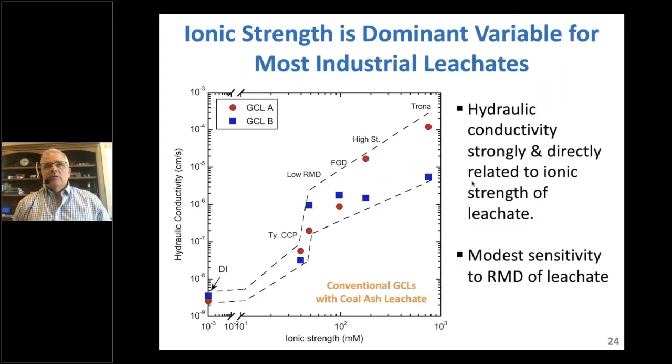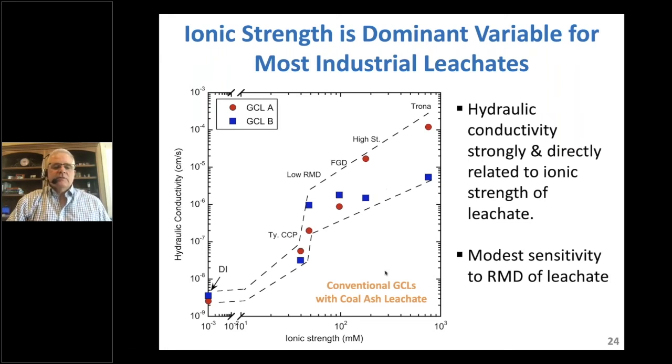When we begin to look at these liquids, for most of them, ionic strength, their total concentration, is the predominant variable that's affecting their hydraulic conductivity. That's what I've shown here on this graph. This is actually a set of experiments we did for Electric Power Research Institute with different GCL products here, showing an A and a B, with different coal ash leachates that we assembled from a large database that the EPRI had created. And you can see very clearly here that as the ionic strength goes up for these different coal ash leachates, the hydraulic conductivity changes by orders of magnitude.